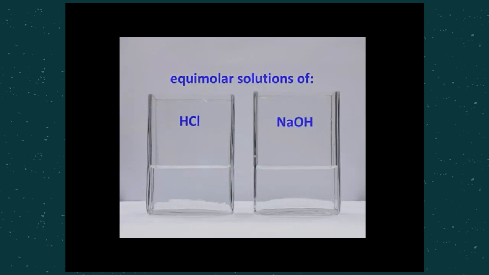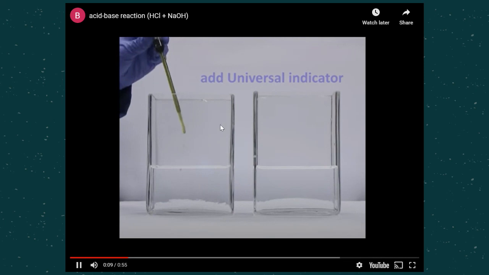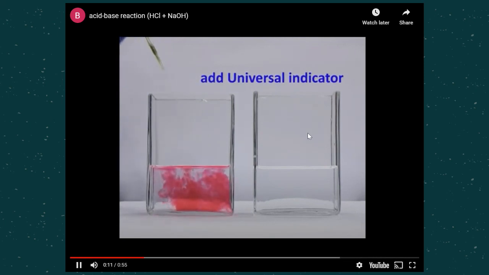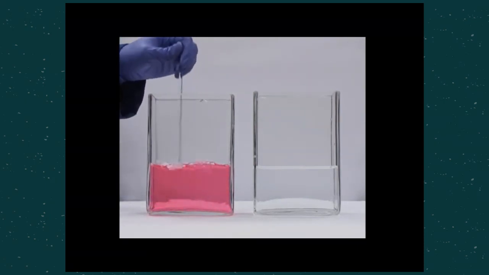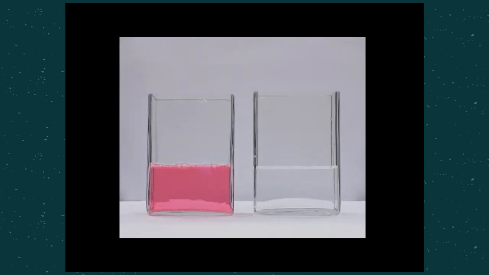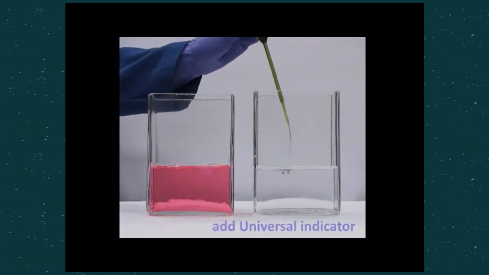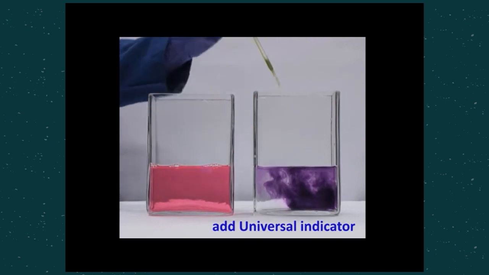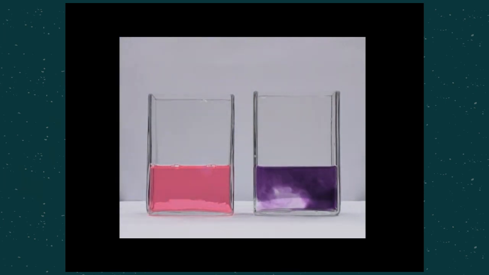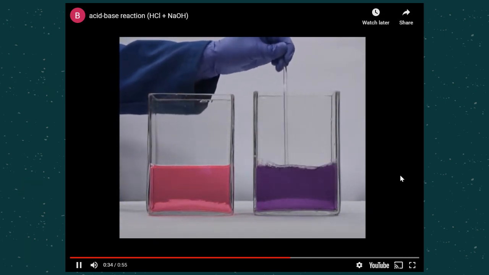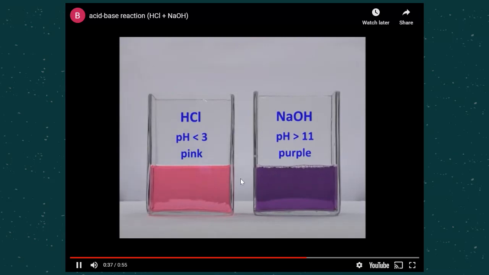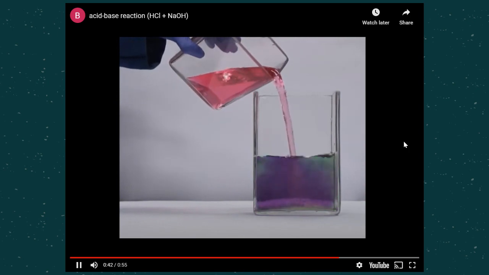So now we have equimolar solutions of HCl and NaOH. HCl is our acid and NaOH is our base. Universal indicator changes colors just to show us the pH level of something, just to prove to you that we actually have two different substances, because in this case we have two clear liquids. This one is an acid and this one is a base. And so we know that our acid is an acid because the pH is less than 7, and the pH of this one is greater than 7.